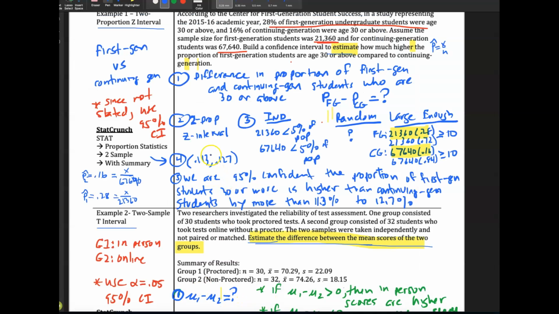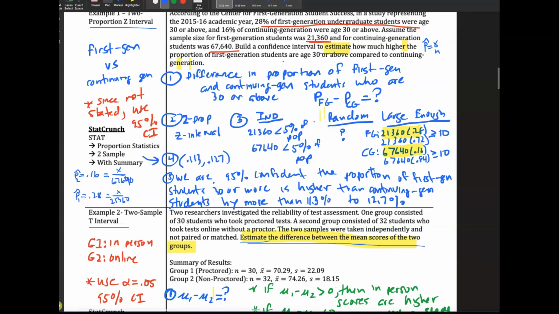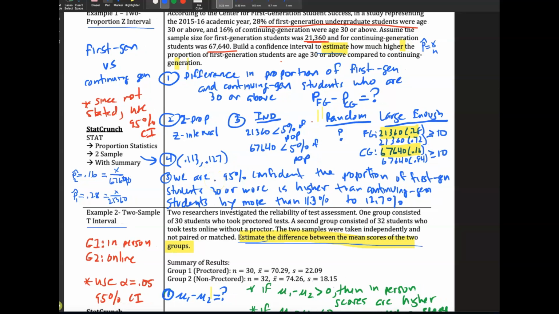And that is where I got those numbers, and then we would then state we are 95% confident that the proportion of first gen students 30 or more is higher than the continuing generation students by 11.3 to 12.7%.